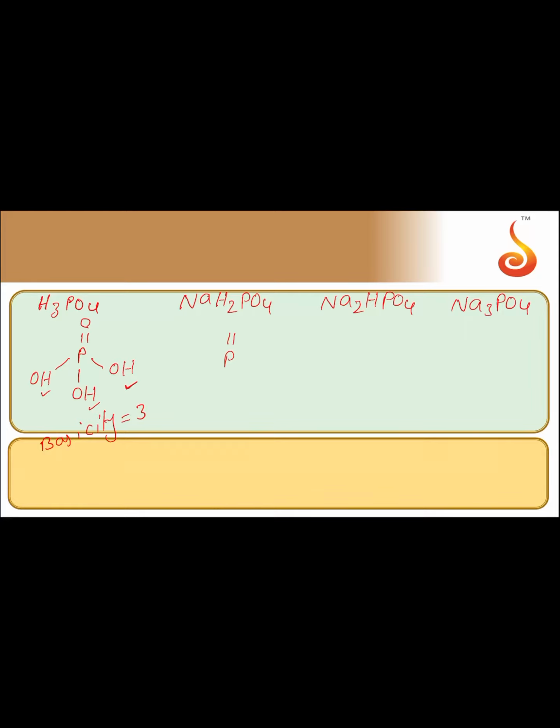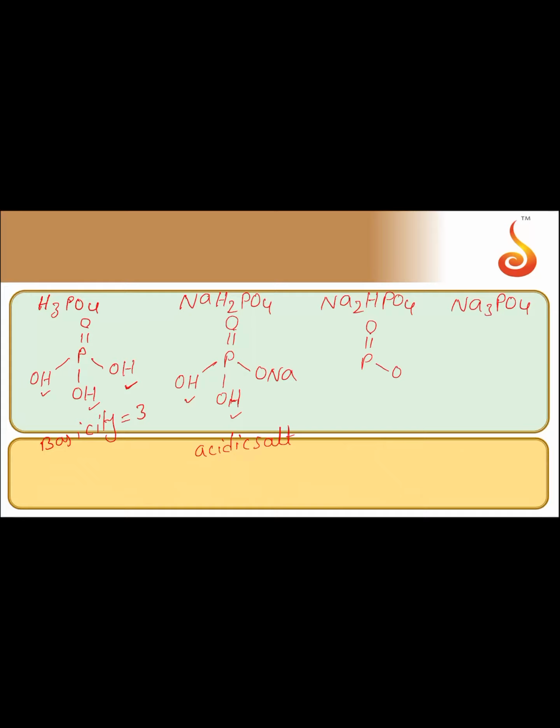That means the structure will be P double bond O, and one of the hydrogens of the OH group is replaced by sodium. Still it is having 2 OH groups, which means still it is having 2 acidic hydrogens. The salts which have acidic hydrogens are called acidic salts because they will react with the base further. So NaH2PO4 is an acidic salt.